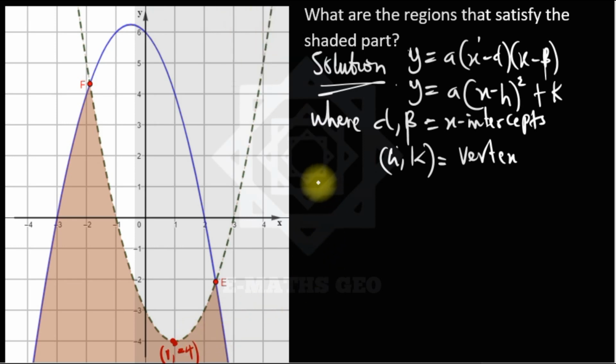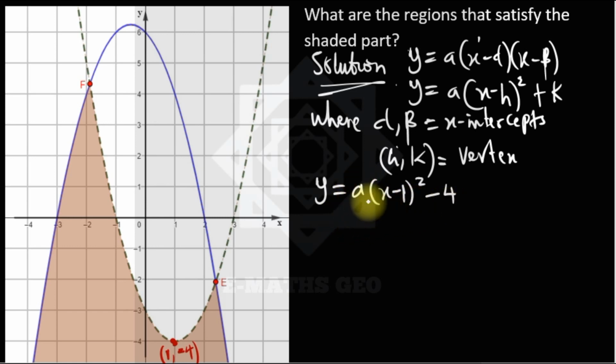So I'm using this second form. We have y equals a(x minus 1) squared minus 4. That's plus minus 4, which is minus 4. So I'm getting my first curve, the dotted curve, using the second form of the quadratic function, which is this. So that's the first thing.